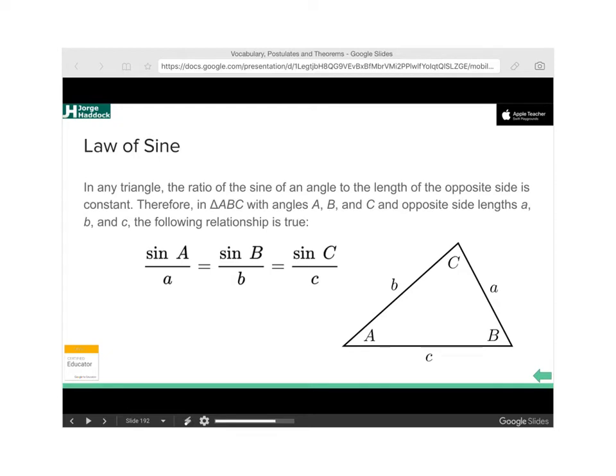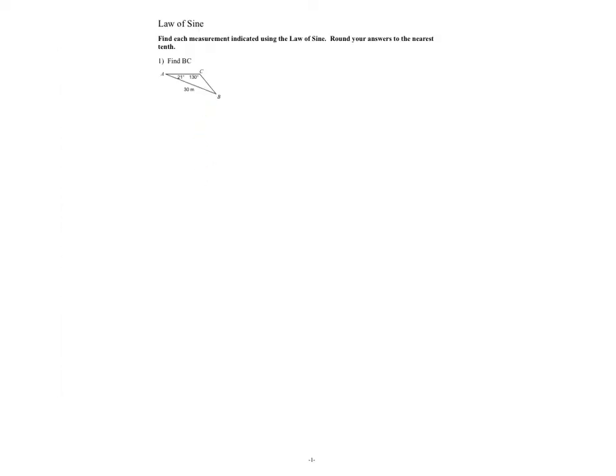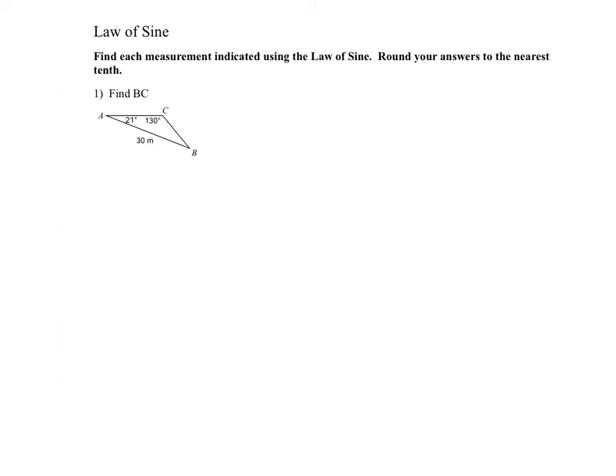So the first one says: find each measure indicated using the law of sines. Round your answer to the nearest tenth. So let's name this one A. So I have sine of 21 over A equals sine 130 over 30.